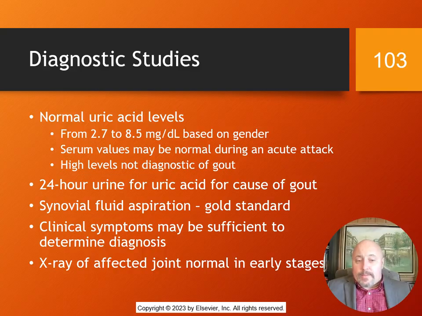Normal uric acid levels typically range from 2.7 to 8.5. And while high uric acid levels may suggest gout, they may not indicate current gout, as the serum values may be normal during an acute gout attack after the crystals have built up. Typically, the provider is going to order a 24-hour urine for uric acid to determine the cause of the gout. And if you remember how a 24-hour urine is collected, you would have the patient void, so they're starting with an empty bladder, and then start the clock right there. Then every time they void for 24 hours, it's collected in a big jug.